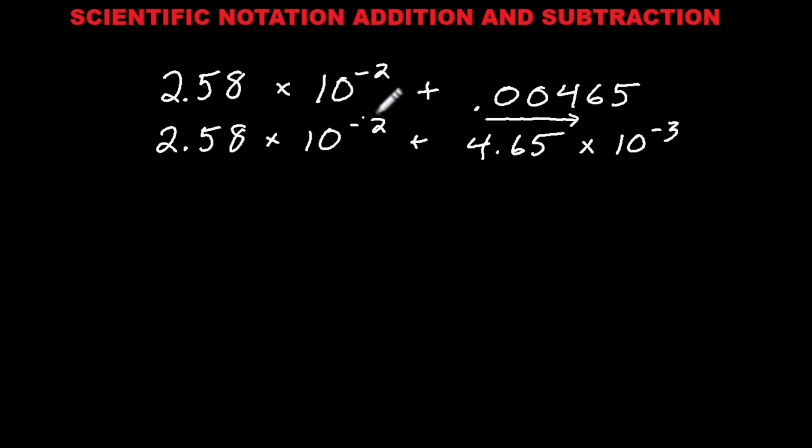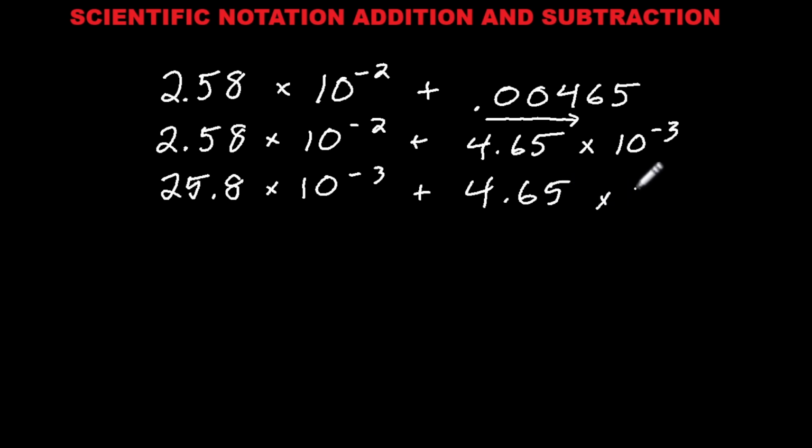So now in order to be able to add these, they have to have the same exponent. So I have to either change this one to minus 3 or this one to minus 2. It doesn't matter which one I do. So I'm going to move this one over. So I have 25.8 times 10. And I want to reduce the power by 1. So this is going to be minus 3 plus 4.65 times 10 to the minus 3.